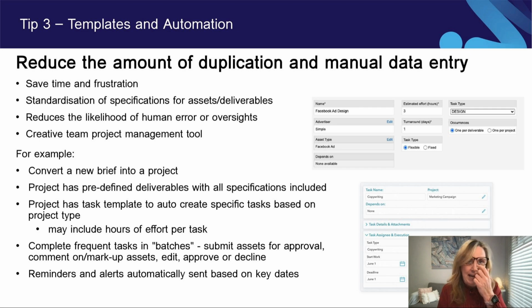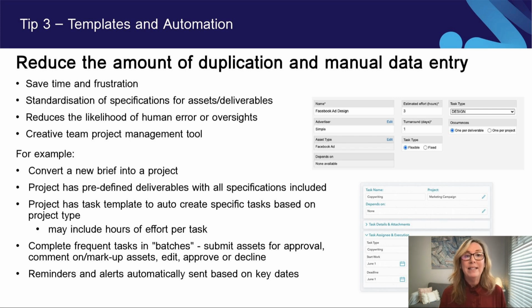We'd also like to standardize specifications for things like assets and deliverables. So we know, for example, that web banner or that social tile, it's always the same specification. So let's not make people have to re-enter those specifications every time because that gets frustrating because we're doing it again and again and we might make an error. So having templates and automation reduces the likelihood of human error and oversights as well.